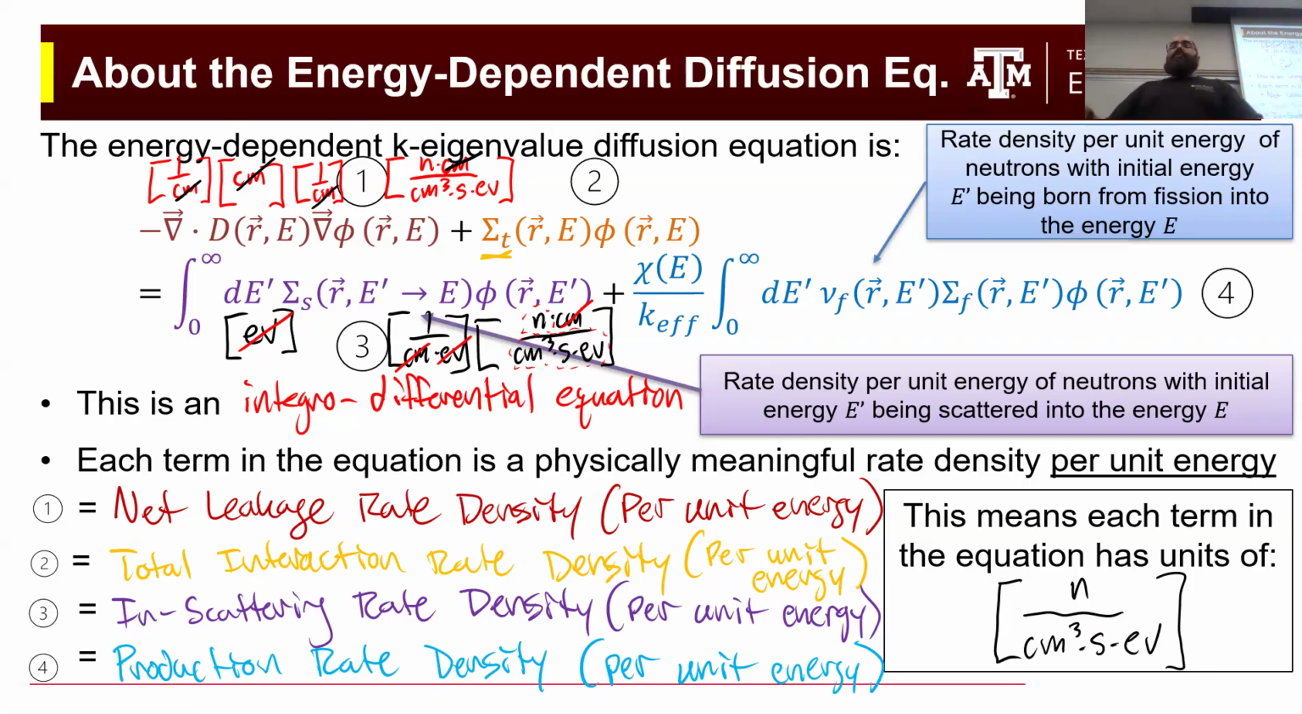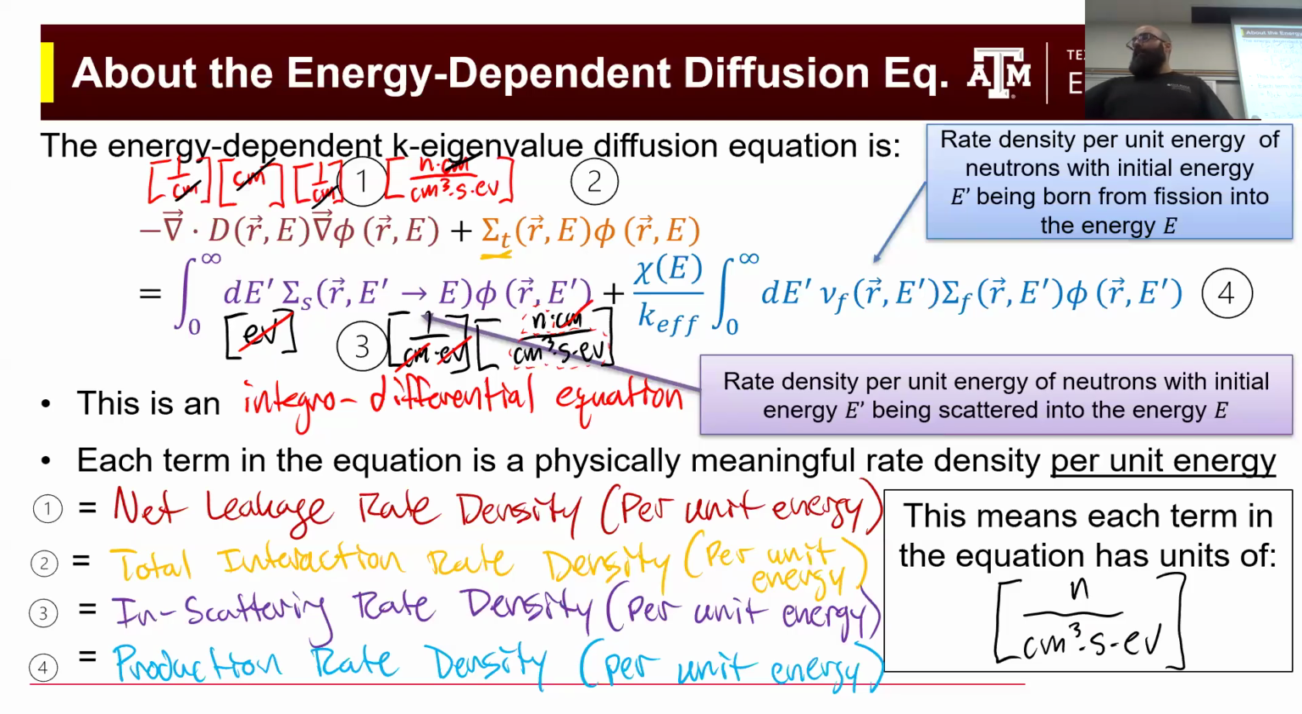So the energy dependent diffusion equation, this is what it looks like. This equation is very difficult to solve for anything except very simple problems. So if you were trying to design a real reactor, you probably wouldn't be able to use the energy dependent diffusion equation. It's not necessarily the most useful thing to do calculations from, but it's still good to understand the form of the equation, understand the individual terms, understand their physical meanings, and understand how each term has these kinds of units.